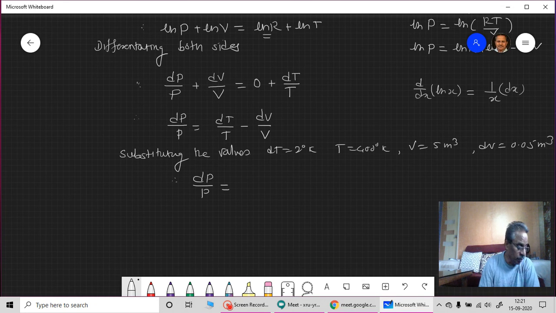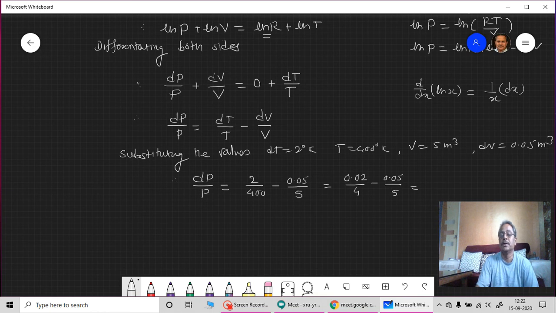I have to get this dP upon P, and write the numbers. So it is 2 upon 400 minus 0.05 upon 5. So further this can be written as 0.02 upon 4. These 2 in the denominator can be taken in the numerator, that's 10 raised to minus 2. So it becomes 0.02 upon 4 minus 0.05 upon 5. So this is 20 in the denominator multiplied by 5, so it becomes 0.1, when 5 into 0.02 is 0.1, and 4 into 0.05 is, how much is it? It is going to be 0.20.